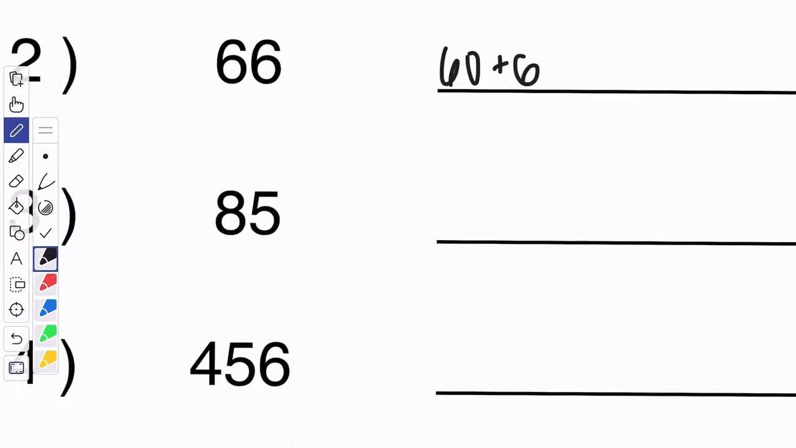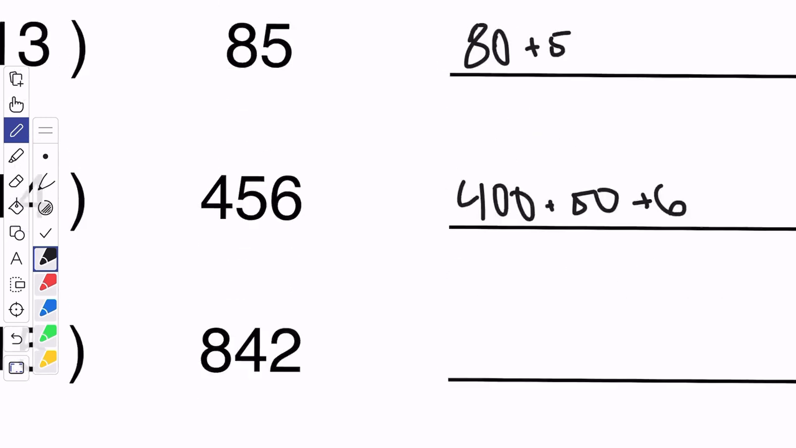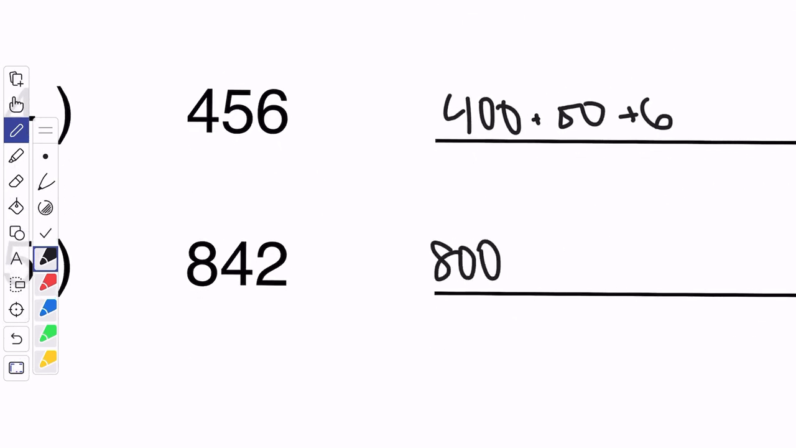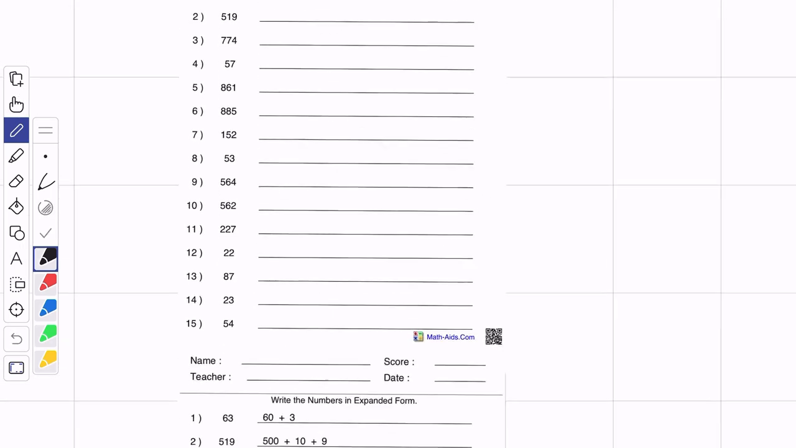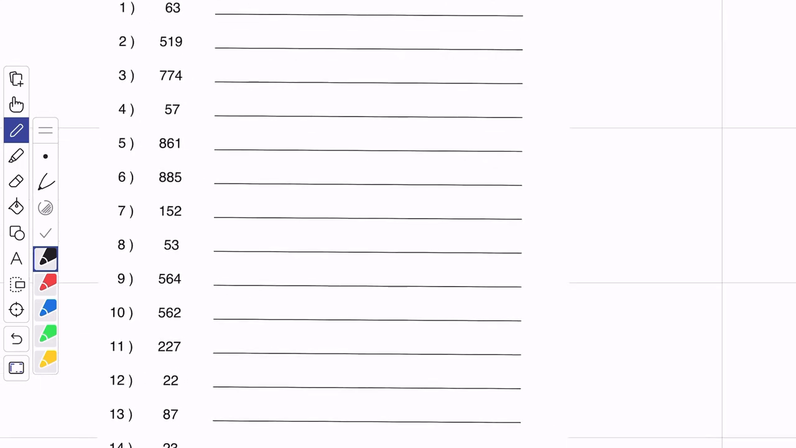8 tens and 5 ones, 4 hundreds, 5 tens and 6 ones, 8 hundreds, 4 tens and 2 ones. And here is our last practice set. It's a pretty easy lesson today. So pause this and then come back.